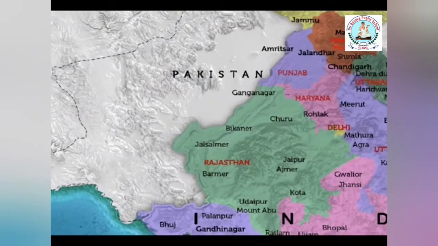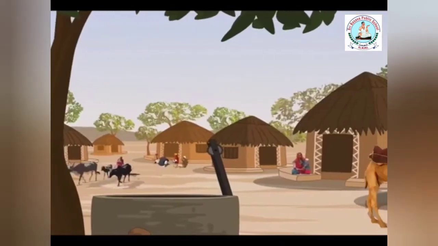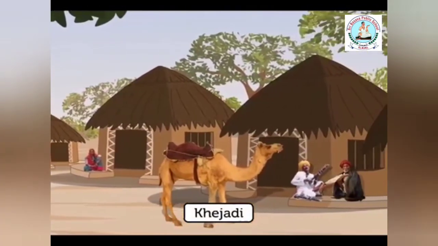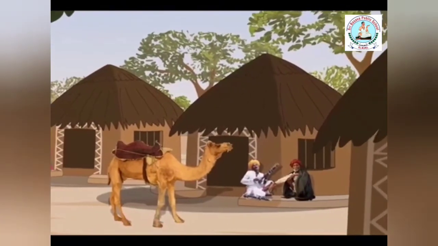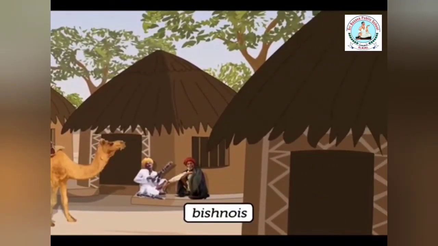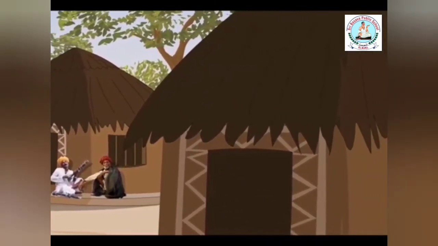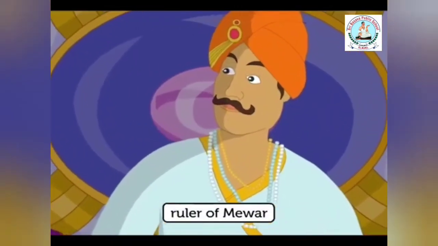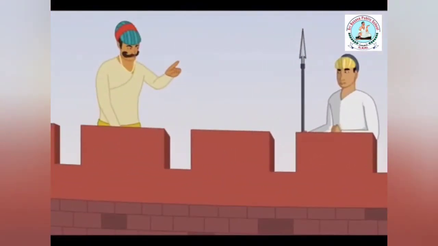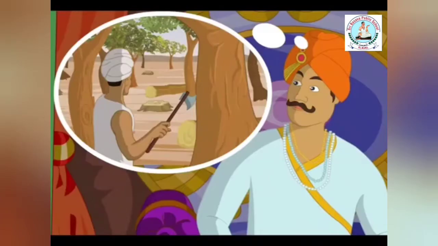The original Chipko movement started in a small village of Rajasthan some 300 years ago. There was a village named Khejadi. The people of this village were known as Bishnois. These people loved their trees. Once the king of Mewar sent a group of people to cut down the trees, as the king needed wood to burn lime to be used in the construction of a new palace.